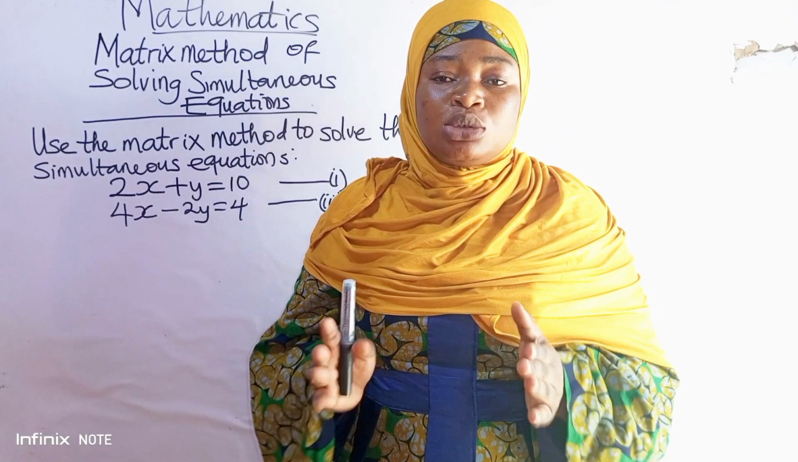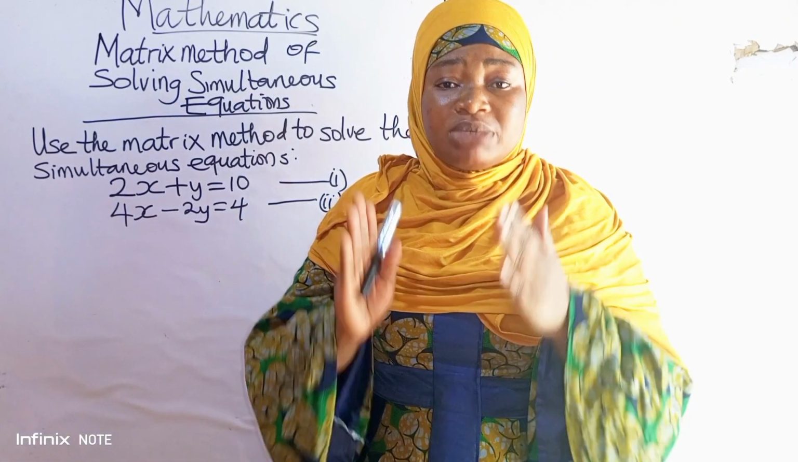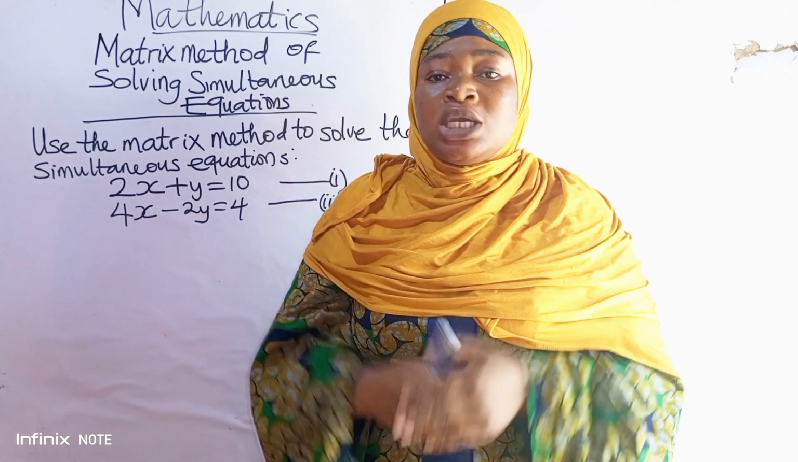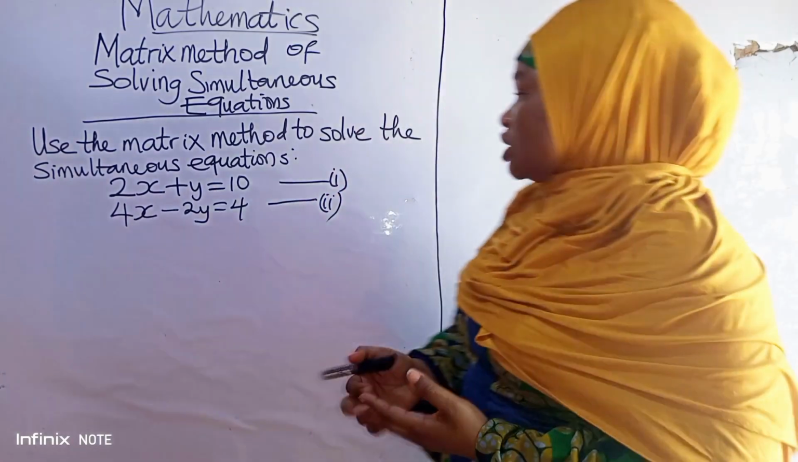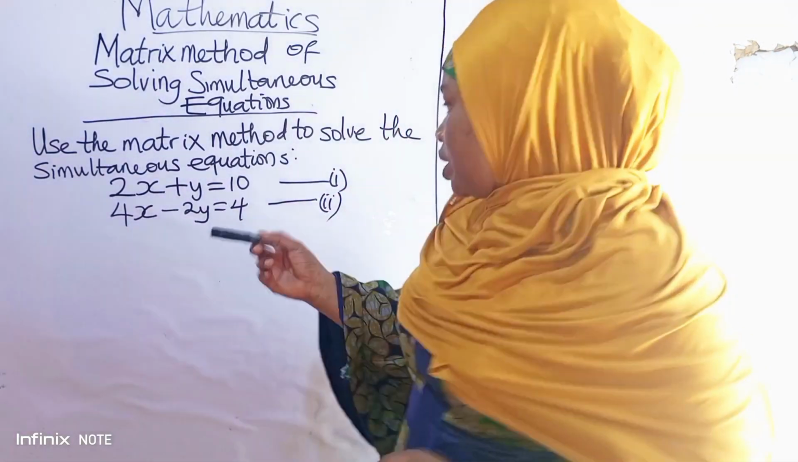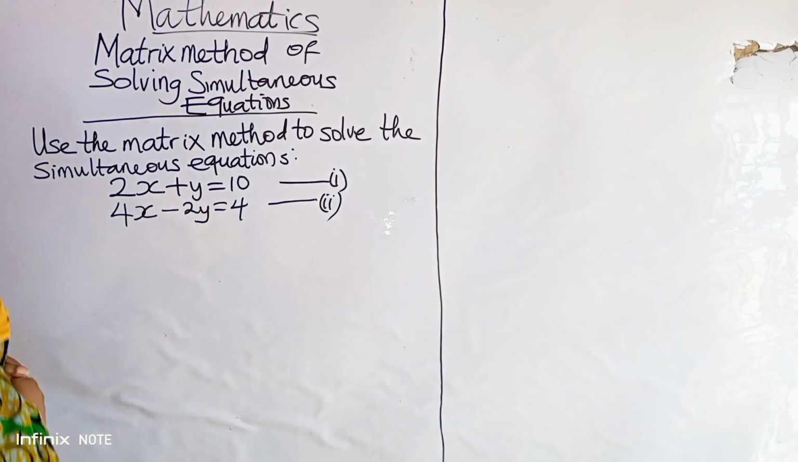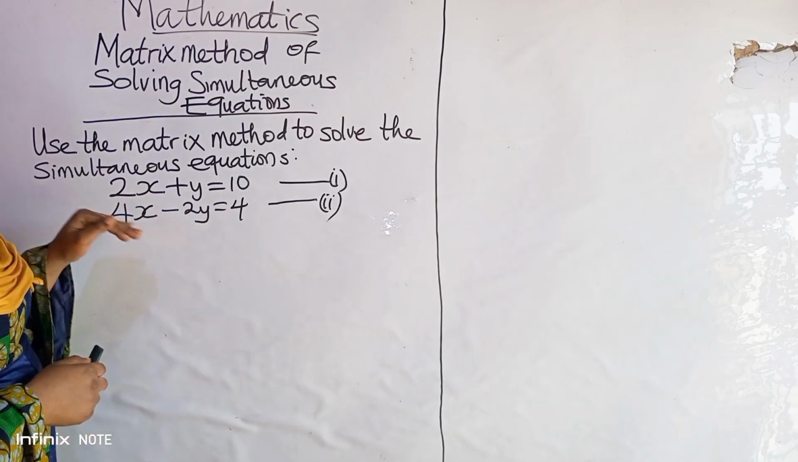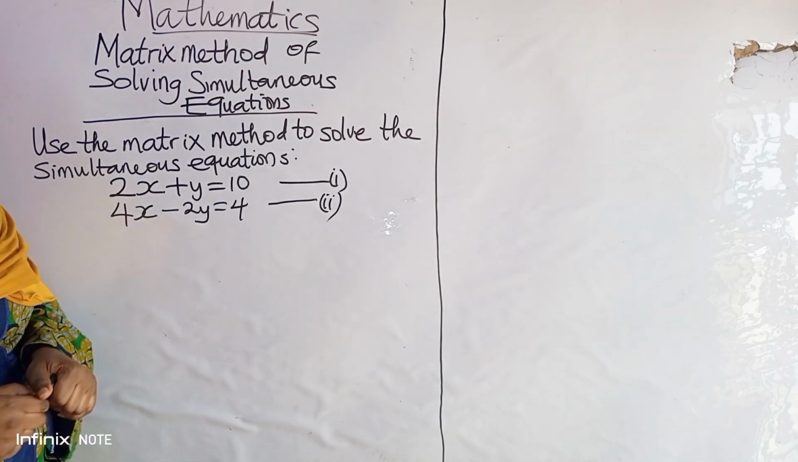So in today's class, I want to show you how we can use the matrix method in solving simultaneous equations. In simultaneous equations, we know that we are looking for unknown values. So here, use the matrix method to solve the simultaneous equations: 2x plus y is equal to 10, 4x minus 2y is equal to 4.